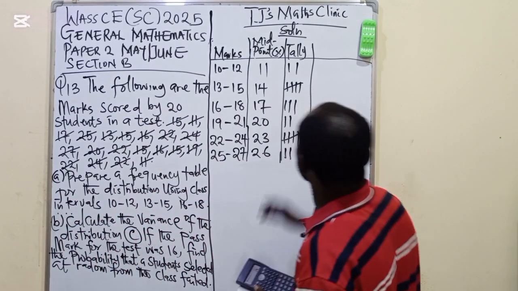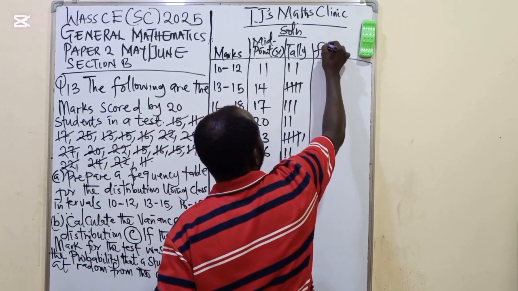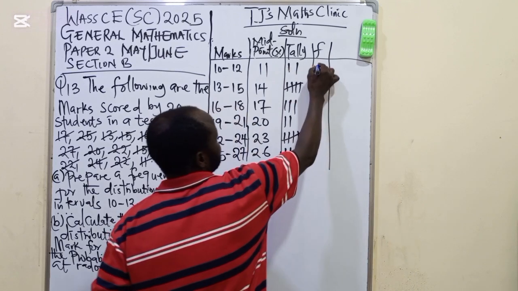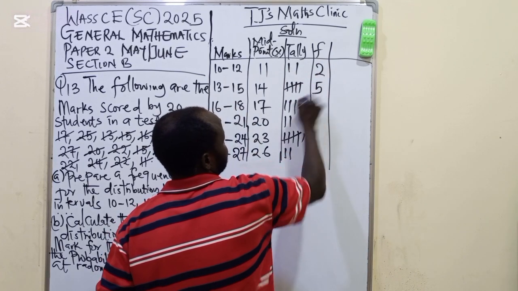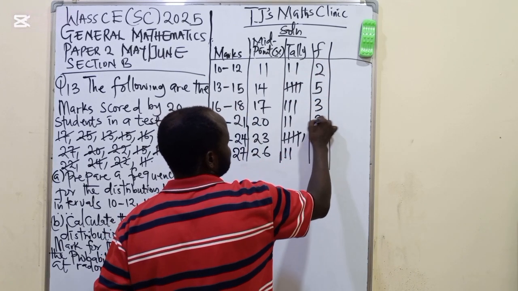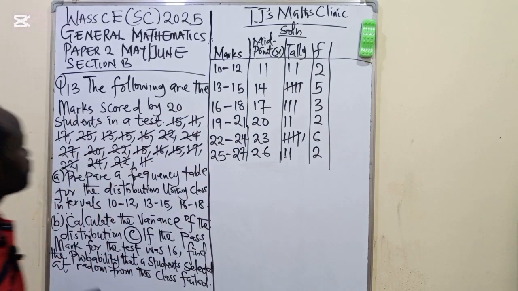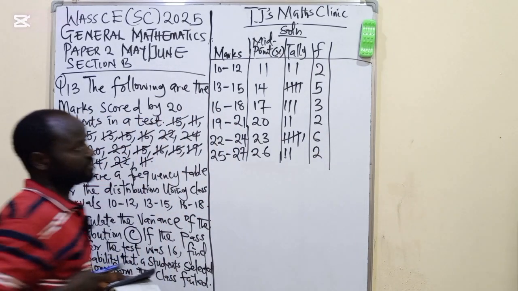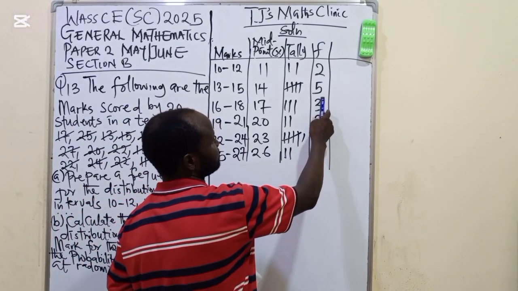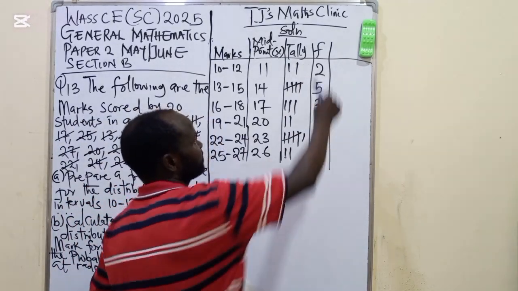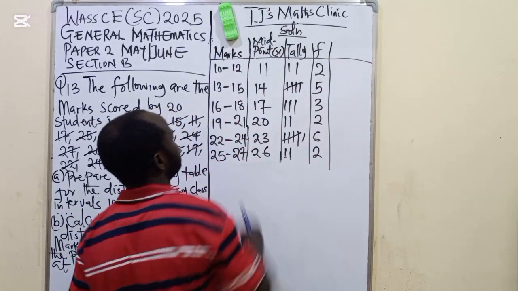The next thing for us to do is we can easily get the frequency f now from the tally. This is 2, this is 5, this is 3, this is 2, this is 6, and this is 2. Let's add this frequency whether it's going to be equal to 20. This is 8, 10, 13, 18, 20, is correct. Very important to verify this way.